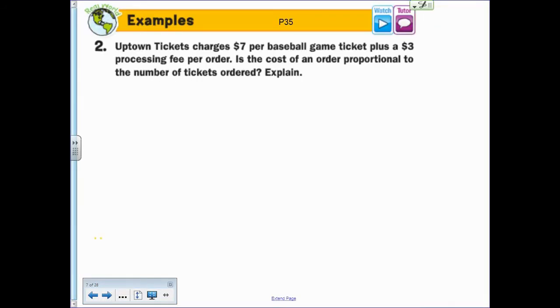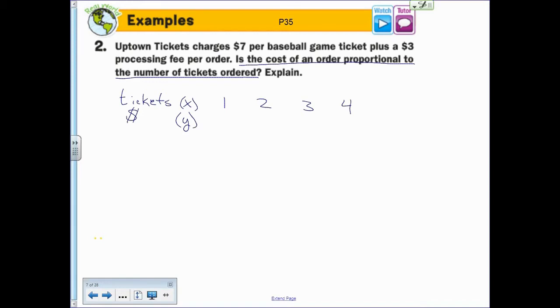Example number 2 says, Uptown Tickets charges $7 per baseball game ticket plus a $3 processing fee per order. Is the cost of an order proportional to the number of tickets ordered? Okay, so we're trying to find if the cost is proportional to the tickets ordered. So we're going to have to list out a number of tickets. We'll call that our X number, 1, 2, 3, 4. And we're going to see if that cost is consistent or proportional. And we'll make that our Y number.